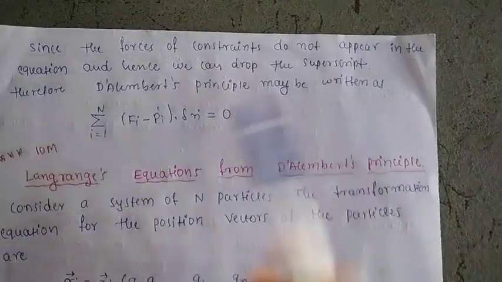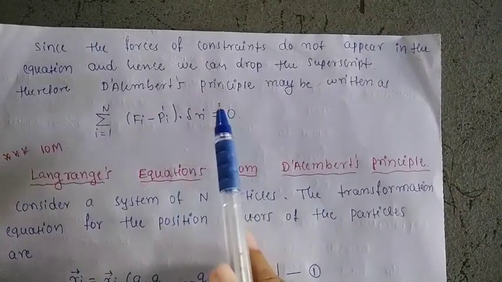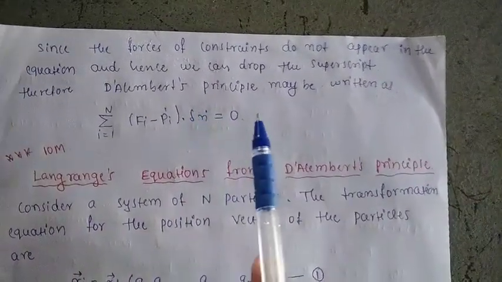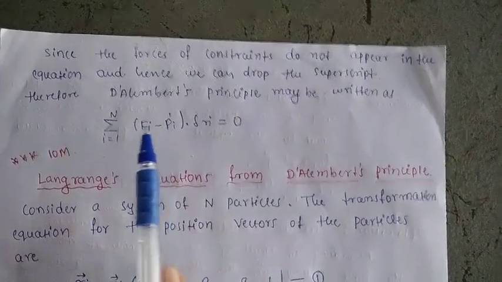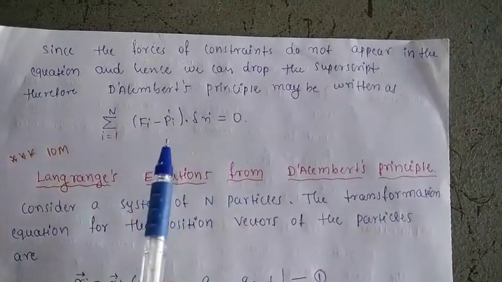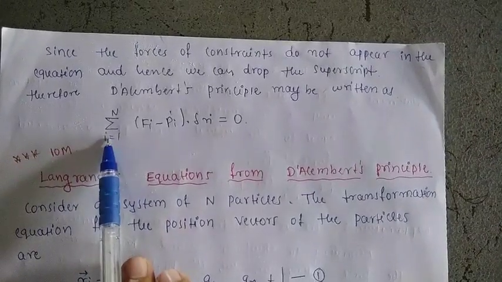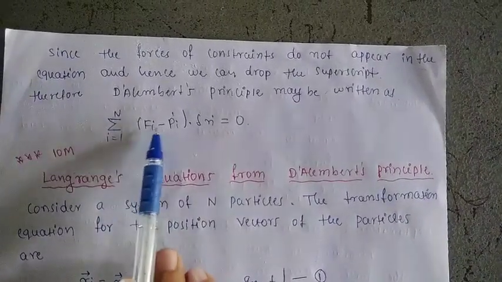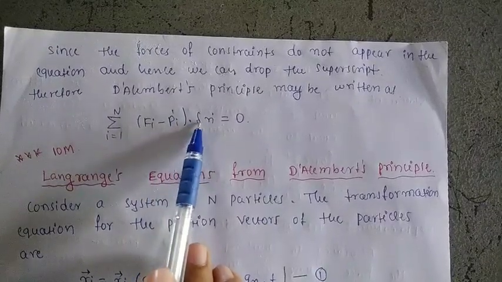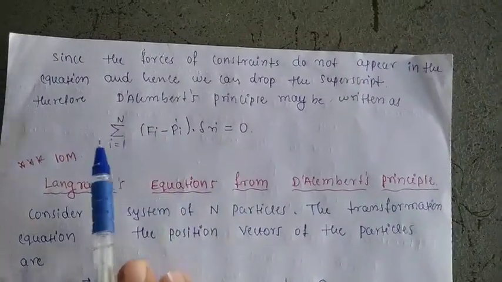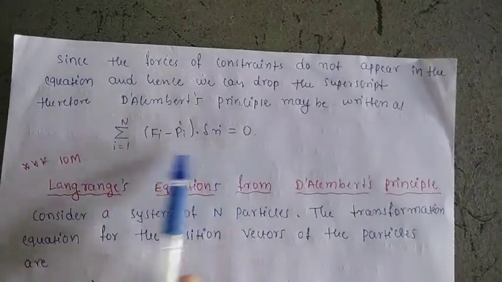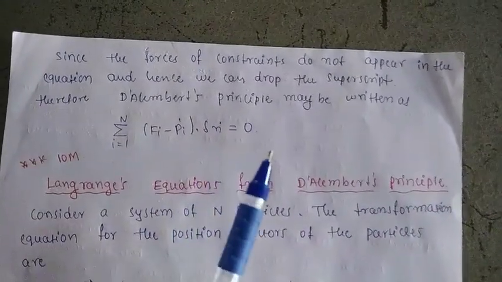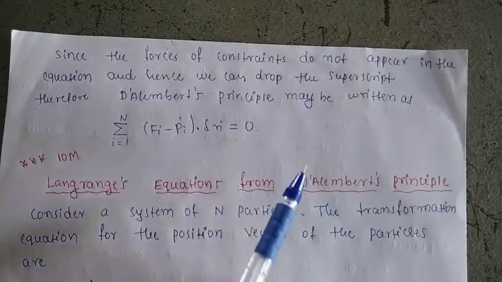Since the forces of constraint do not appear in the equation, we can drop the superscript A, that is, applied force, and D'Alembert's principle may be written as summation over i equal to 1 to n of (F_i minus p_i dot) into delta R_i is equal to 0. This is the explanation of D'Alembert's principle. It may be asked for 5 marks: state and explain D'Alembert's principle.